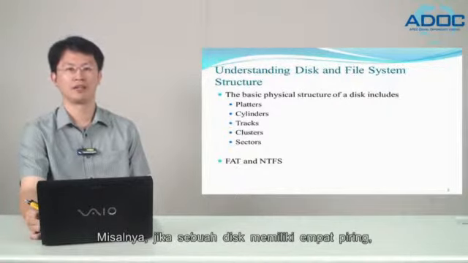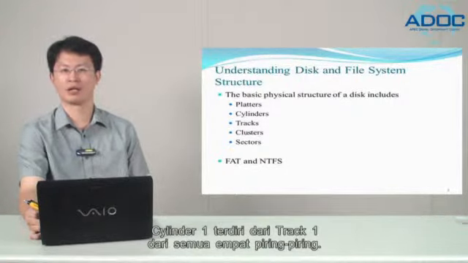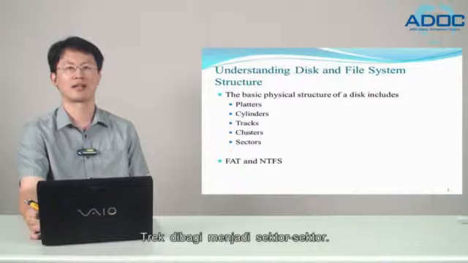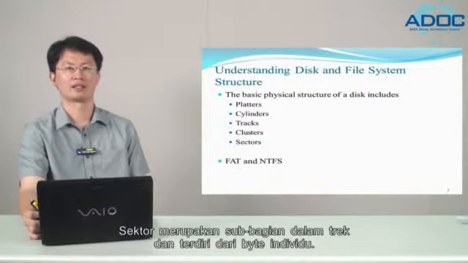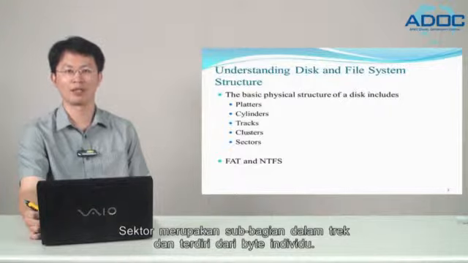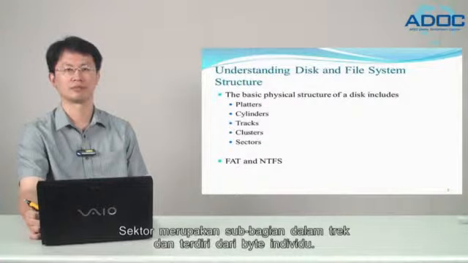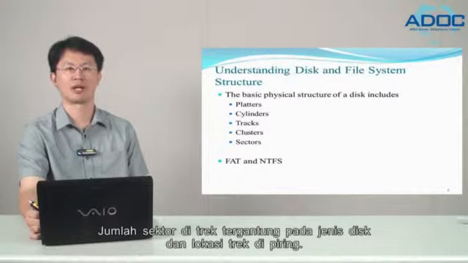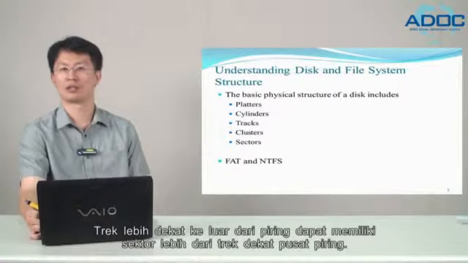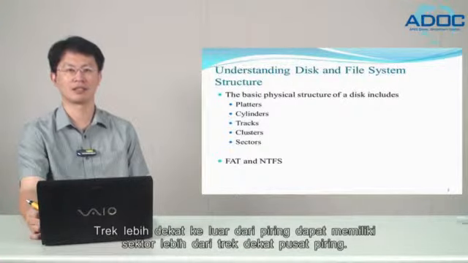For example, if a disk has 4 platters, cylinder 1 consists of track 1 from all 4 platters. Tracks are divided into sectors, and sectors represent subsections within the track and are made up of individual bytes. The number of sectors in the track depends on the disk type and the location of the track on the platter. Tracks closer to the outside of the platter can have more sectors than tracks near the center of the platter.